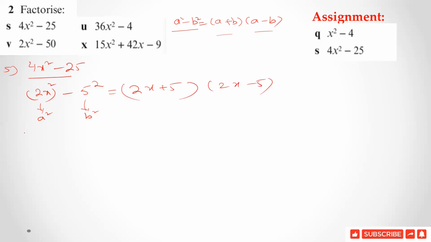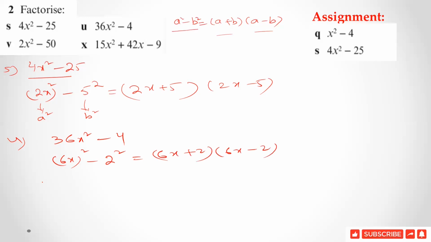Now, in the same way we shall do the u part. This is 36x squared minus 4. So we make it 6x whole squared minus 2 squared. This will be equal to 6x plus 2 times 6x minus 2. Okay, then you have v.